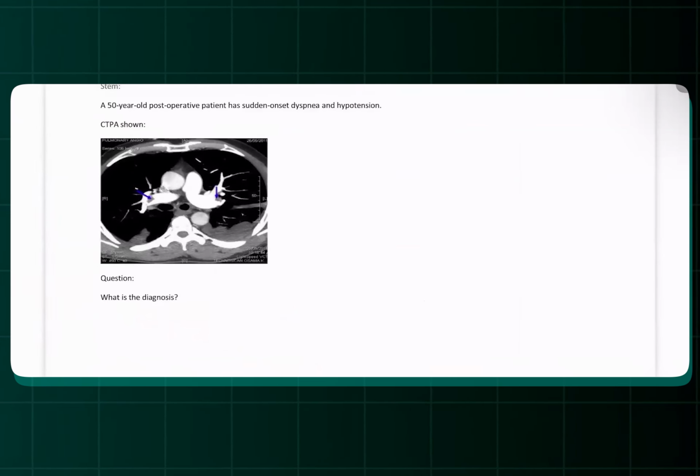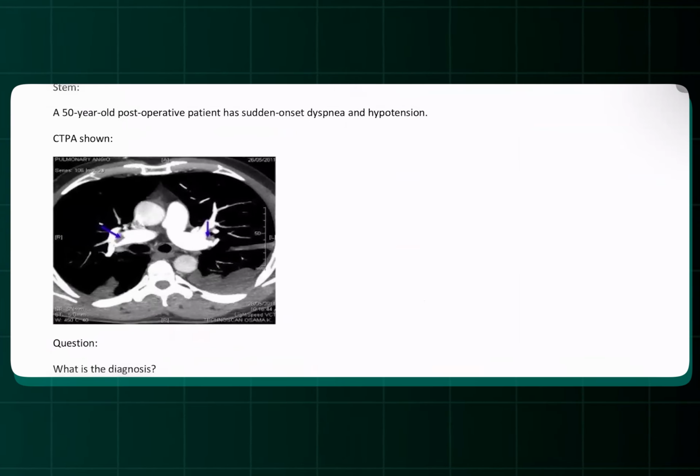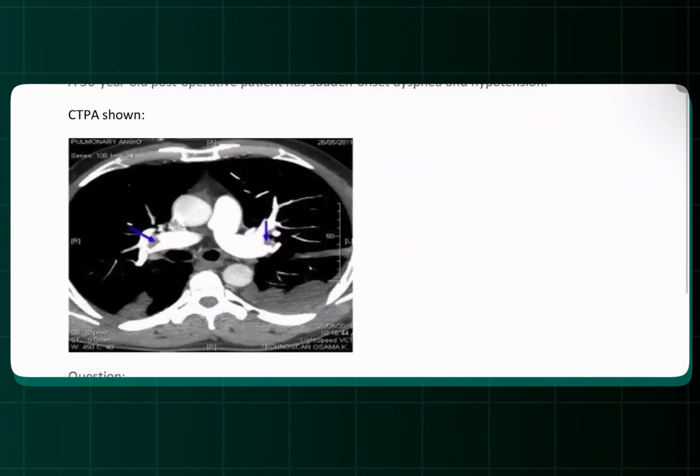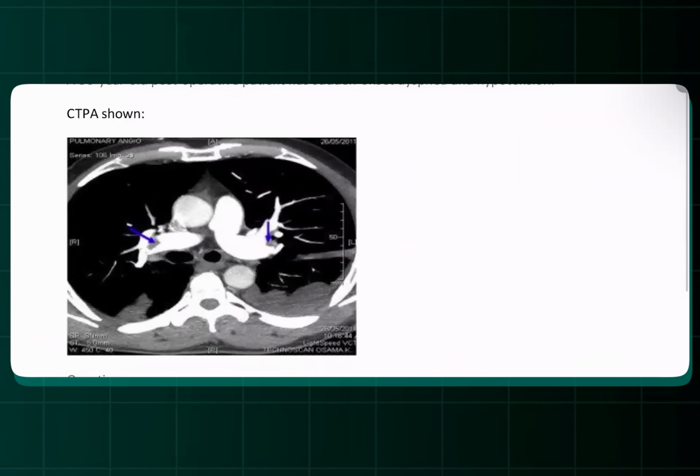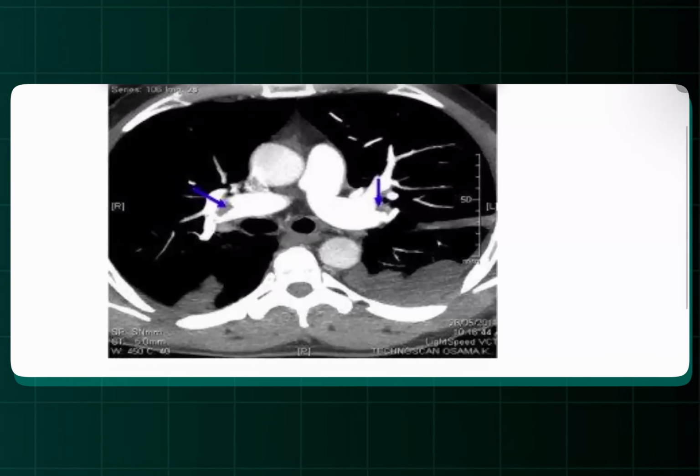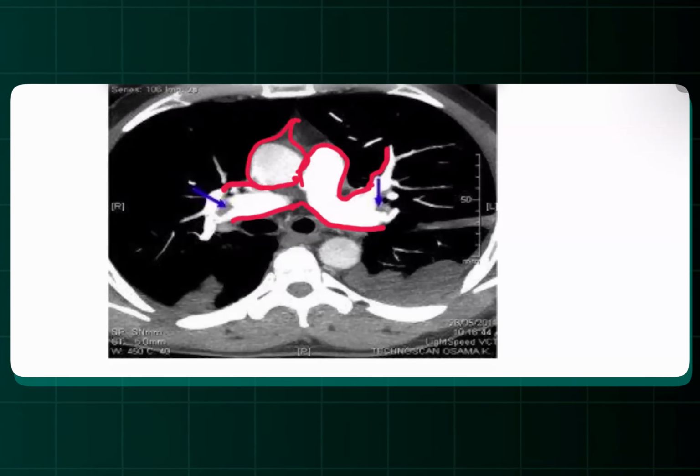Okay. Now we move on to a CT chest station where you see a 50-year-old post-operative patient who has sudden onset dyspnea and hypotension. We did a CT pulmonary angiogram and this is what we found. Can you see something here? This is the cardiac shadow. This is the right ventricle and this is the pulmonary artery on the left side. This is the pulmonary artery on the right side. So what do you see?